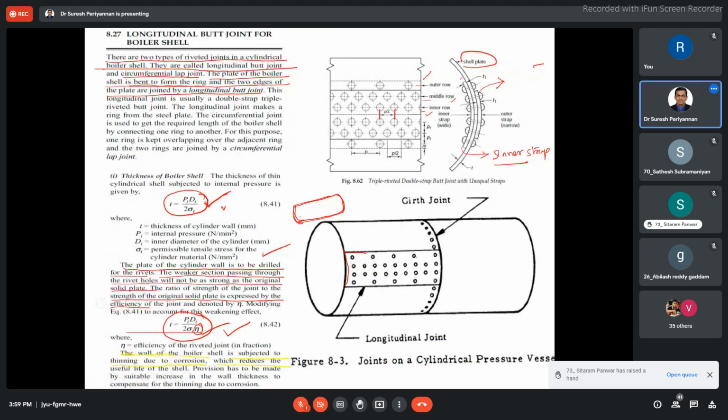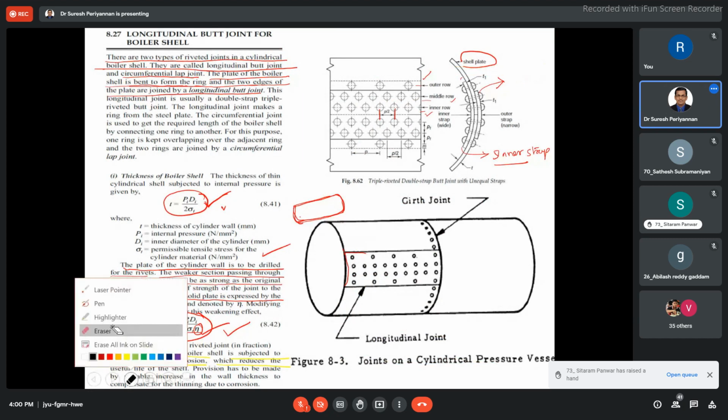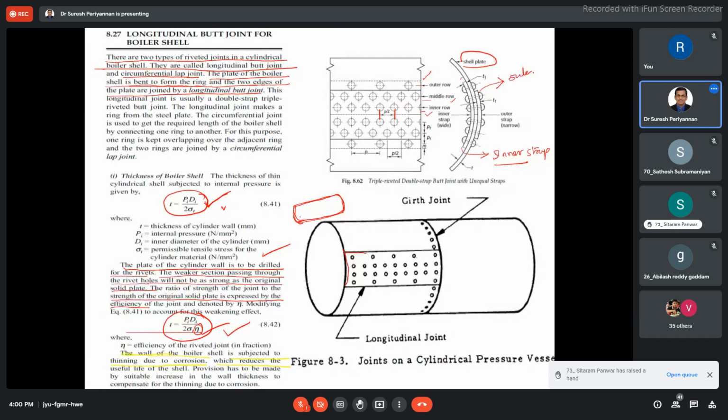This is the outer strap plate. Now see here, this is the standard design. You can use inner and outer straps of the same width, or of different widths. But the inner strap plate always has more width.